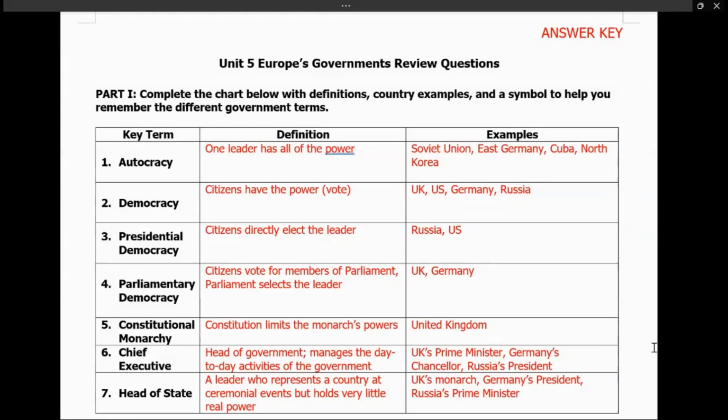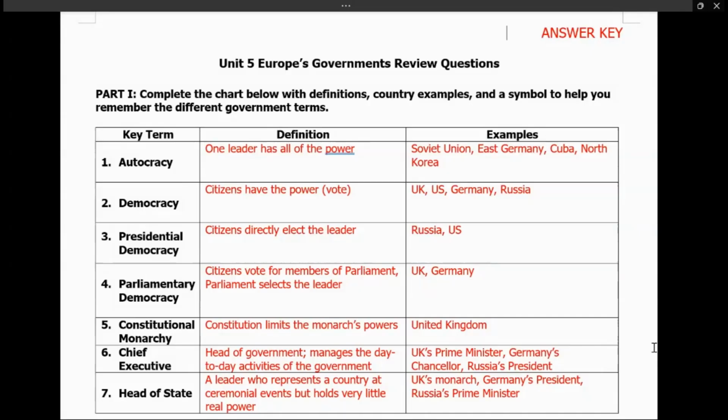All right, to start with, we have autocracy. Autocracy is when one leader has all the power. As an example, we have Soviet Union, Cuba, North Korea, and we saw autocracy in Germany during Hitler. We also see it during Tsar Nicholas II when he was an absolute monarch. Absolute monarchy is part of autocracy, meaning, technically speaking, the only form of autocracy is dictatorship. So, guys, there's no such thing as absolute monarchy at this time. It's just dictatorship and autocracy.